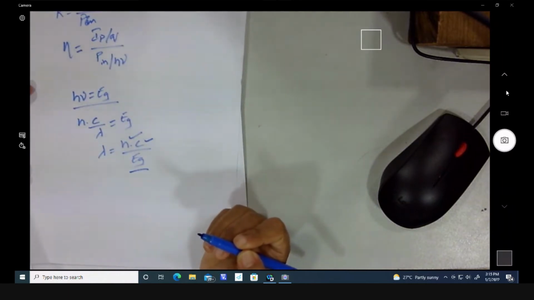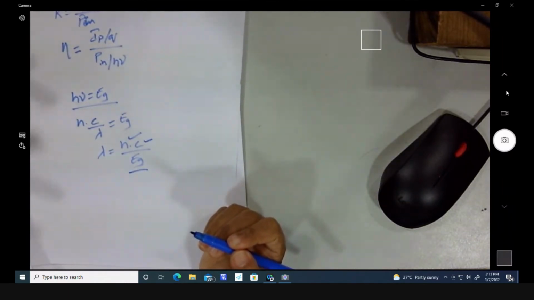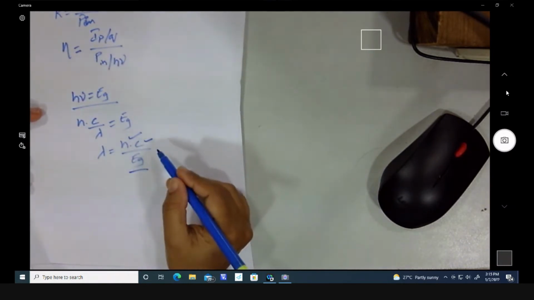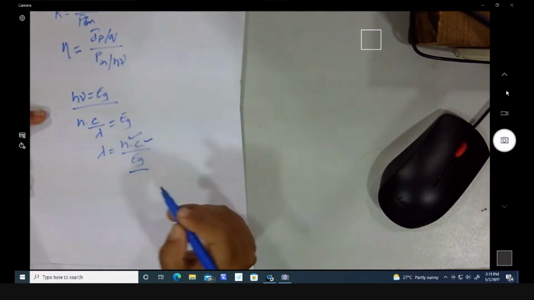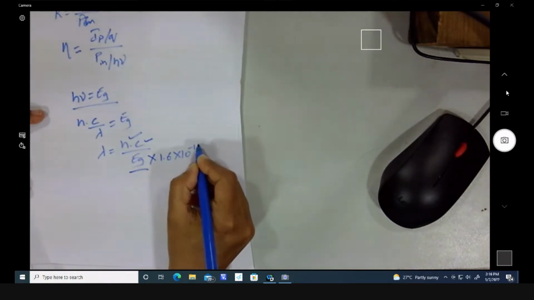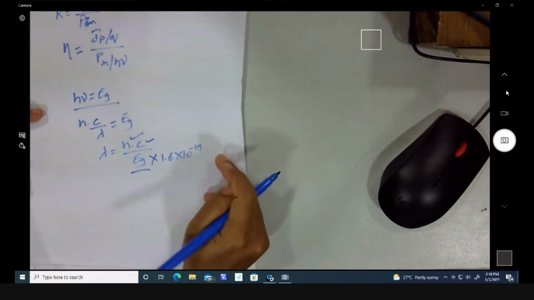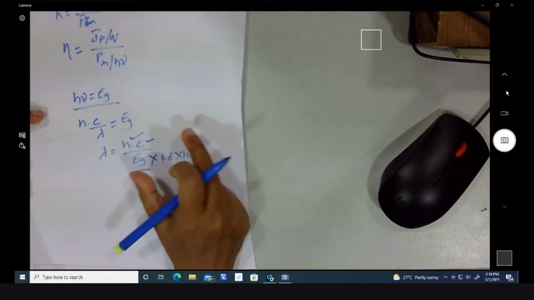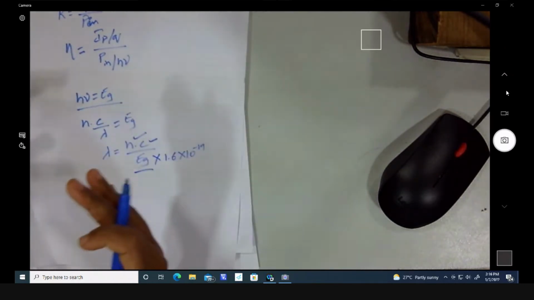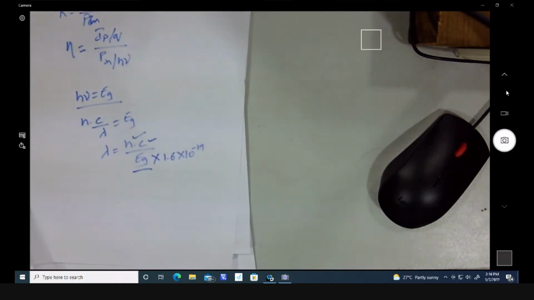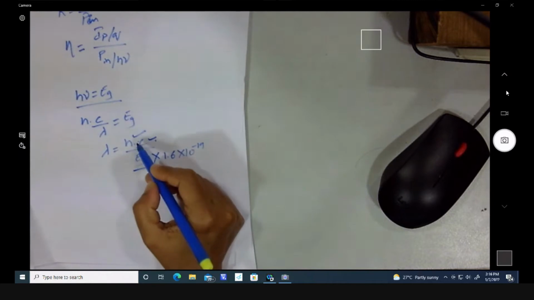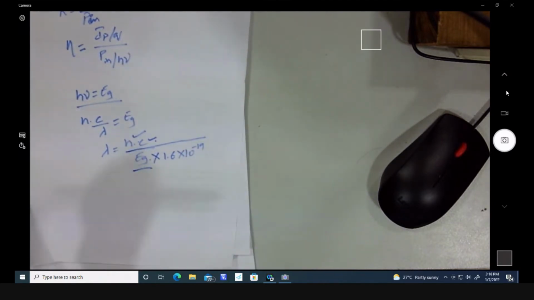And the Eg value, you have to represent in joules to find lambda in meters. But what they have given is in electron volts, so you have to convert to joules. What they have given, 1.43 electron volt, multiplied by 1.6 into 10 to the power of minus 19 joules per electron volt. Electron volts get cancelled and you will get lambda in meters. So use this expression, substitute the h value, the c value, Eg they have given, multiply and tell me the lambda.